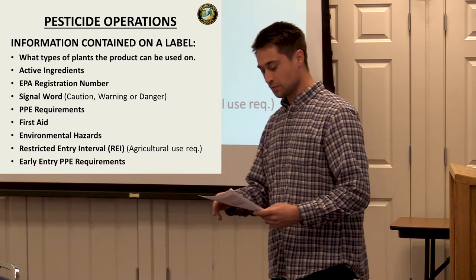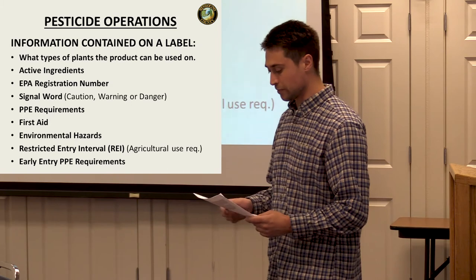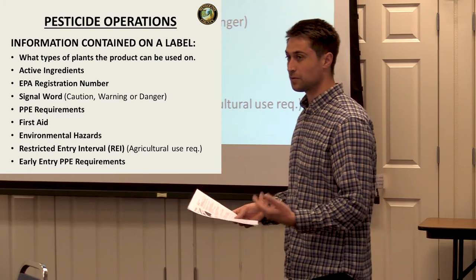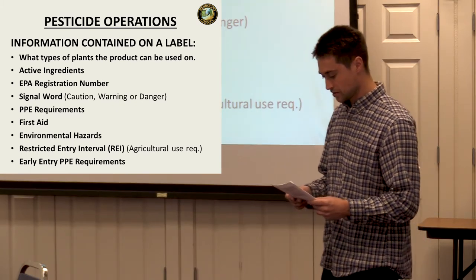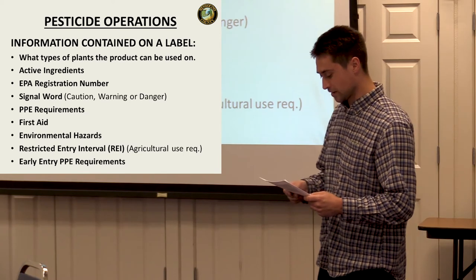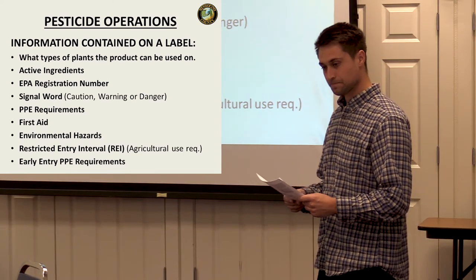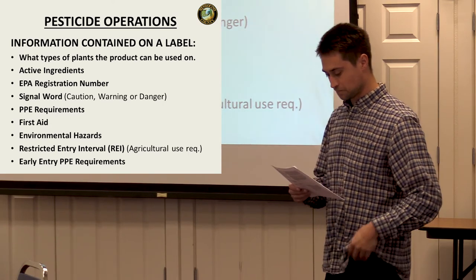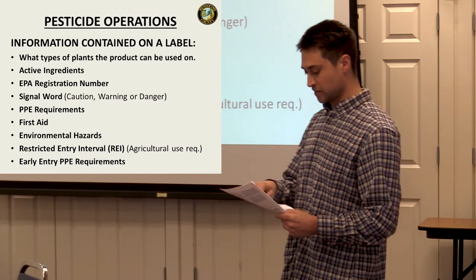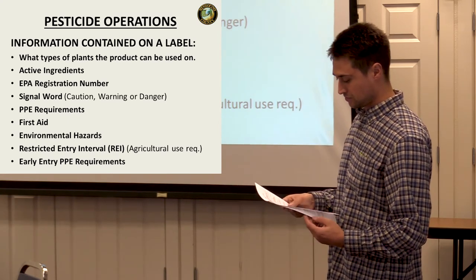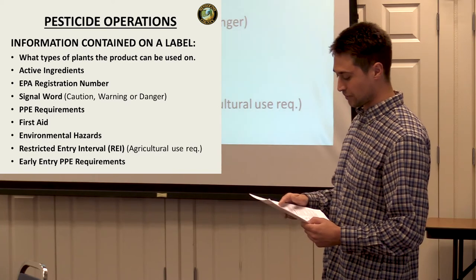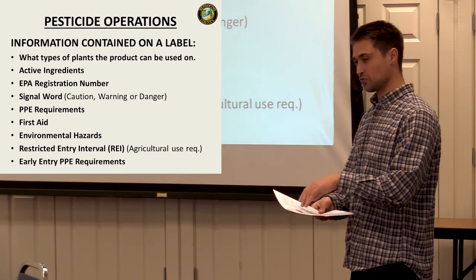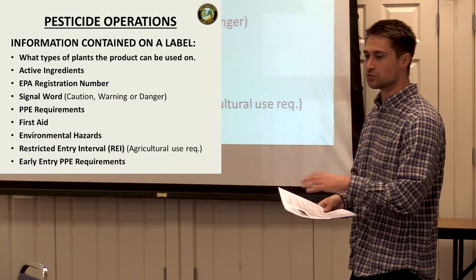Then, an important one, you'll see personal protective equipment down from the signal word. This is going to tell you what you have to wear when you're using this product. So what do you have to wear if you're an applicator or a handler? Eye protection and a suit. Or under PPE, a long sleeve shirt, long pants, chemical-resistant gloves made of barrier laminate, and shoes plus socks. Now this is what you have to wear according to this label.